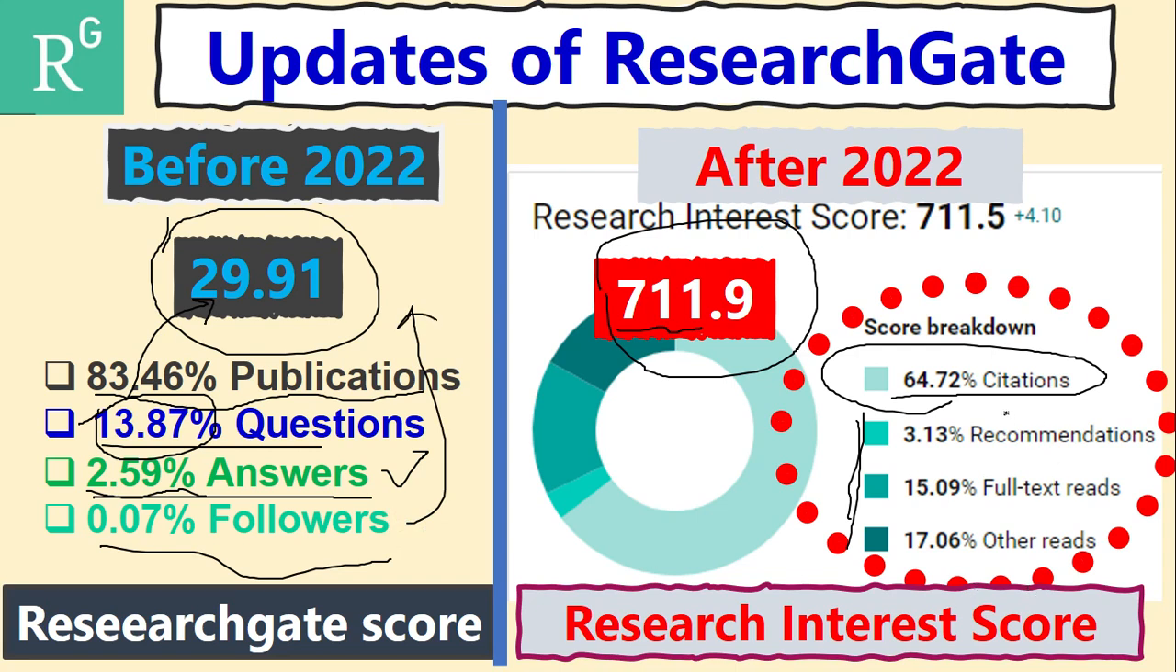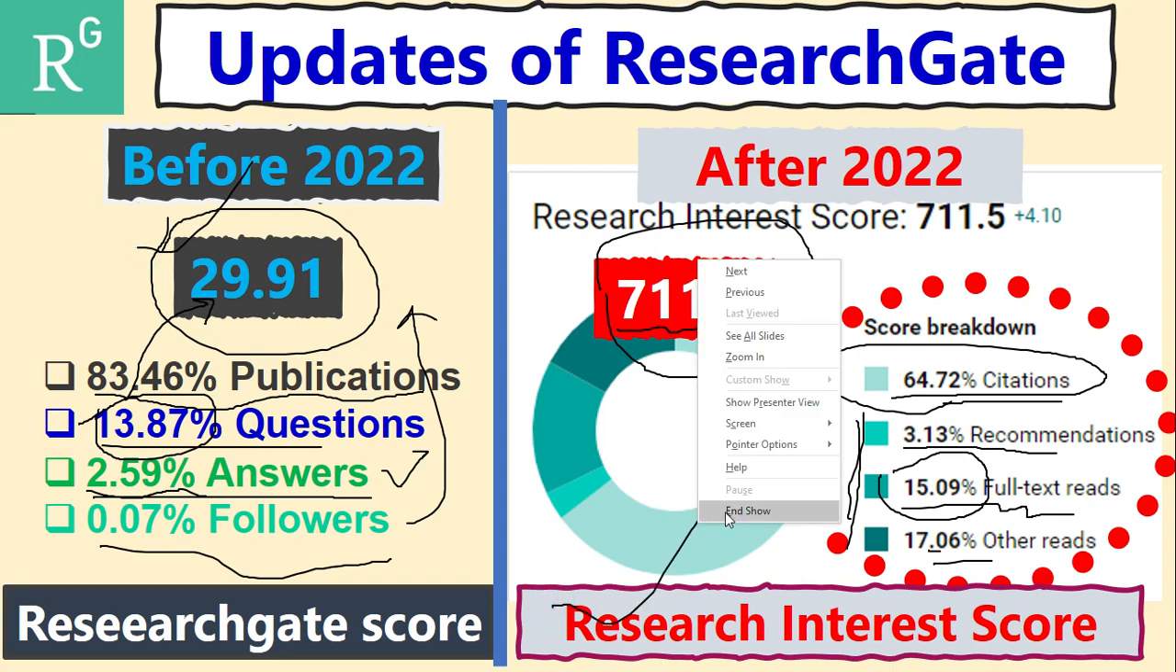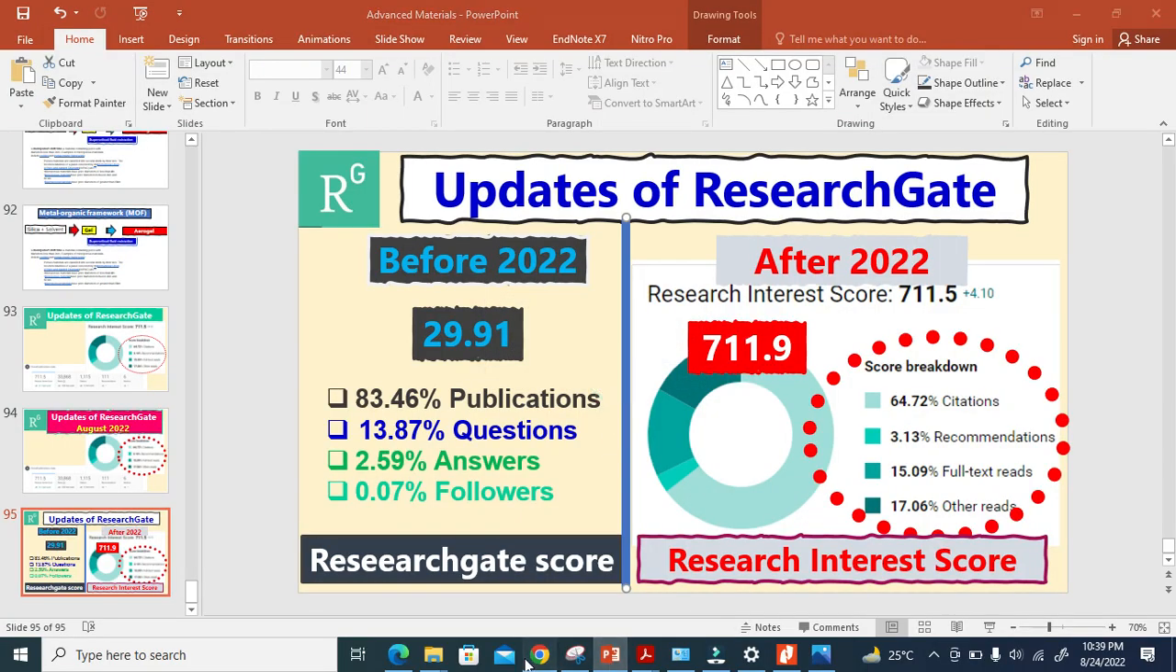If you look here, the major contribution is from citations. The other factor is recommendations, because people are recommending your work. And another very important parameter is the full text read. You see here, 15% of my score comes from full text reads. And other reads means that somebody just opened your article or just read the abstract, not a full read, so the score comes from there. Look at this one, which people called the ResearchGate score. And this one is now called the research interest score. Now let me go into the website.